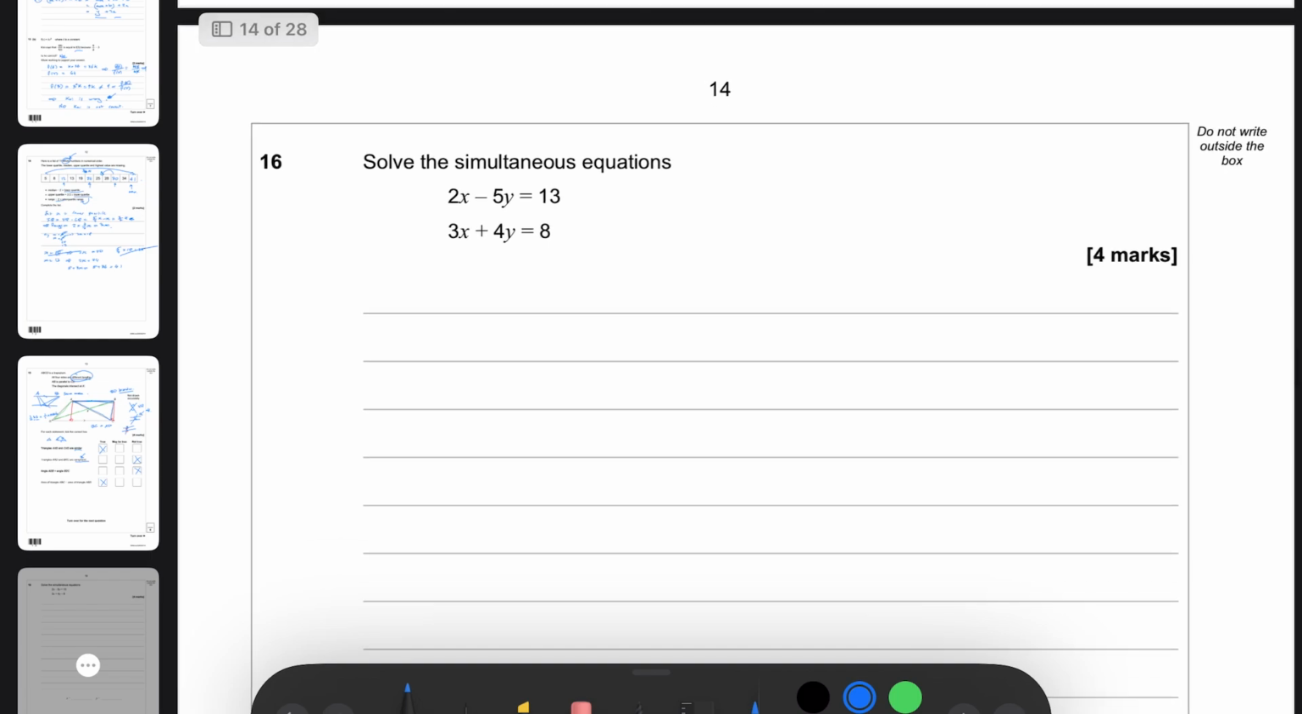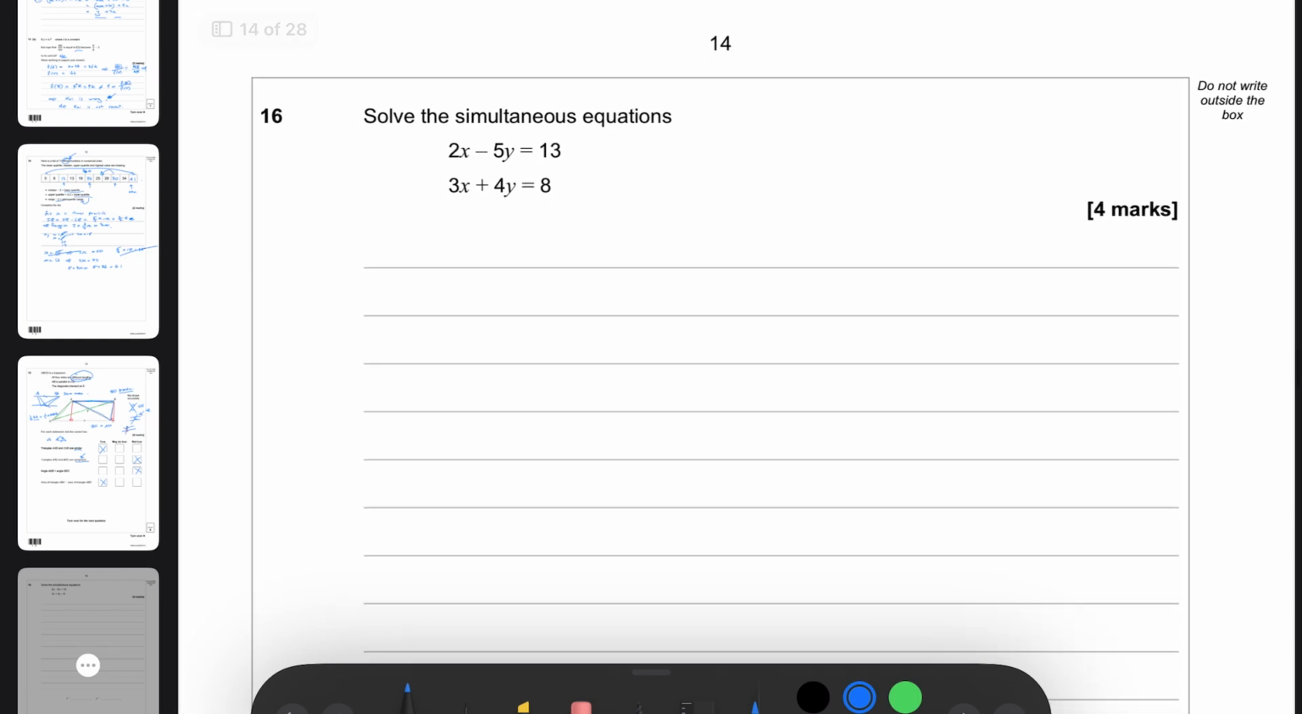Right, question 16. Solve the simultaneous equations. So we'll call them 1 and 2. This is pretty standard once again, so pretty much standard working out. A bit tougher, but no tricks, I think. Right, so a couple of ways to solve them.